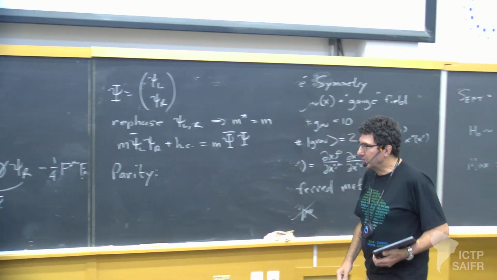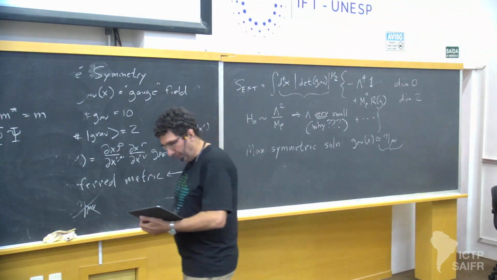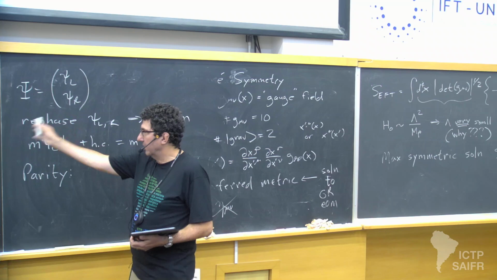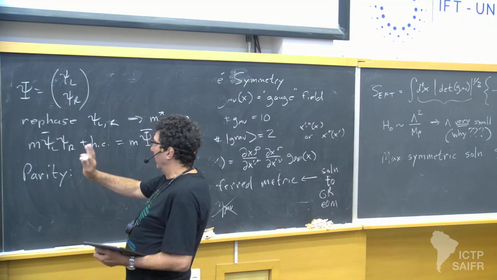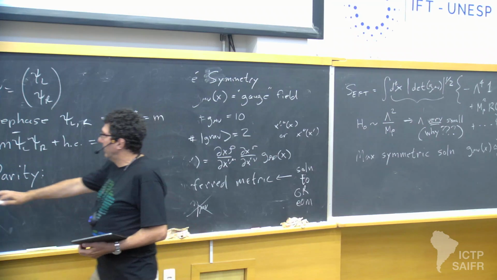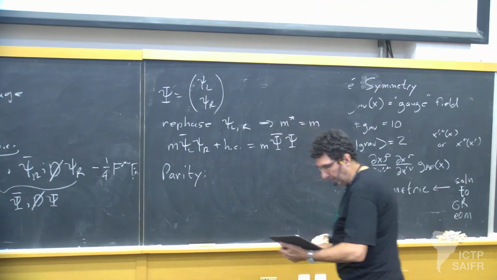Okay, so the claim is that this Lagrangian is accidentally invariant under, you guessed it, parity, okay? Which is why that theory also has a parity invariance, okay? This theory, up to dimension 4, has a parity invariance, okay?